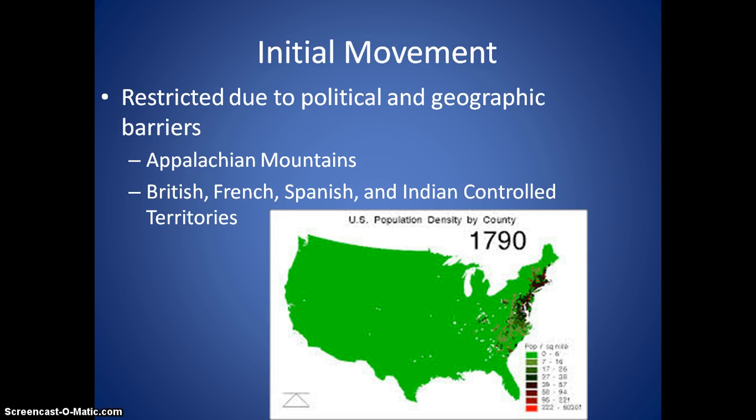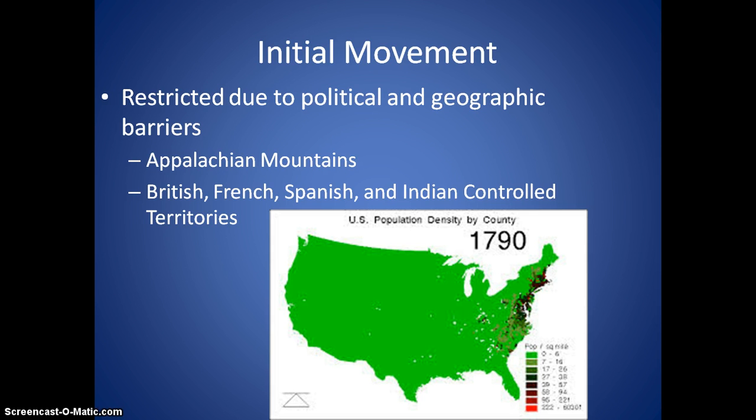So when we look at the initial movement of people within the United States, if you remember the discussion in your population unit on the population center of the United States, it was highly concentrated on the eastern seaboard, kind of to the north, for a variety of reasons. But one of the main reasons why, aside from economics and trade and industrial centers in the east and the north, is because movement was restricted early on, especially if we look at the colonial period, for a variety of different reasons.